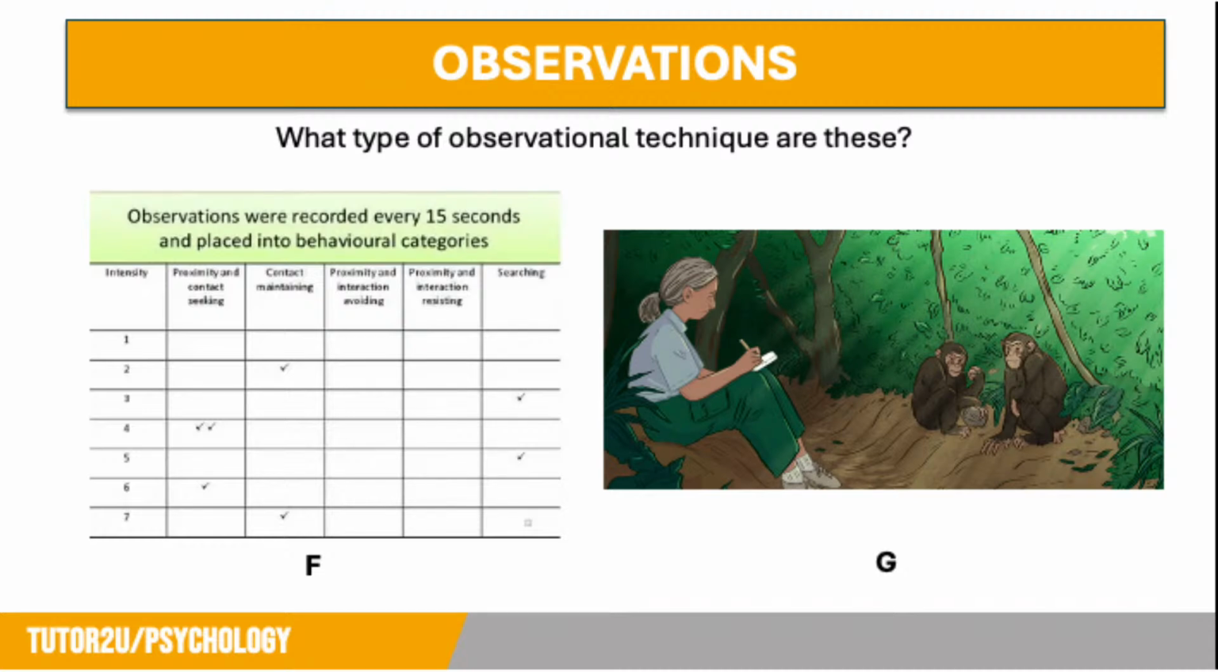So what type of observational techniques for our last one is this one? You've got your final different types of observation techniques here, and then we'll go back to Mary Ainsworth in a second. What have we got going on here? What's happening in F and what is happening in G? Good, excellent guess. Okay, so we've got structured versus unstructured.